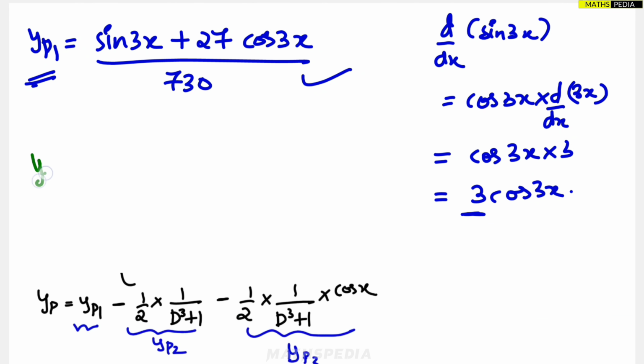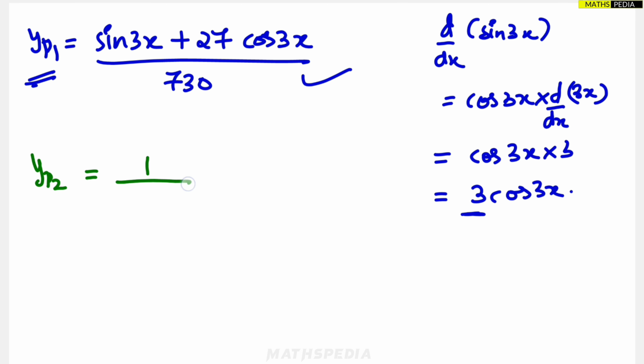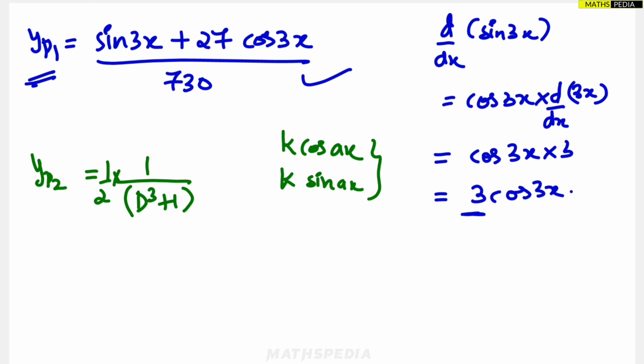So yp2 is given as what? 1 by 2 into 1 divided by D cube plus 1. Now here there is no term we have studied. What cases have we studied? We have studied k into cos ax, k into sin ax. Both the cases have similar properties. Now one more case before this we have studied, k into e power ax. Now think, can I bring it in this form? Yes, you can bring it. You can just multiply with e power 0x, right?